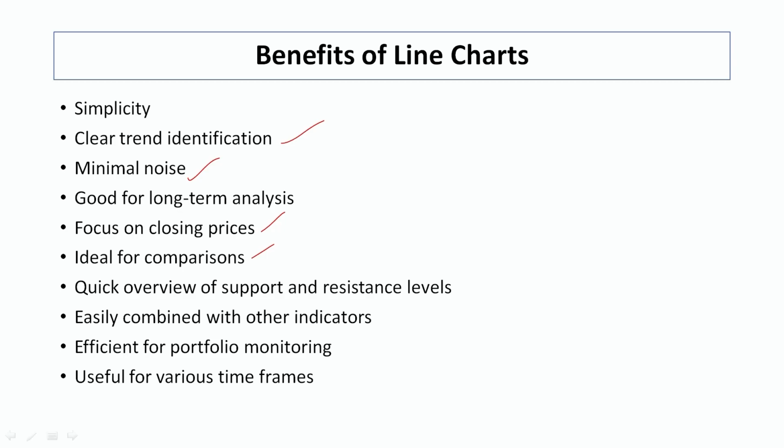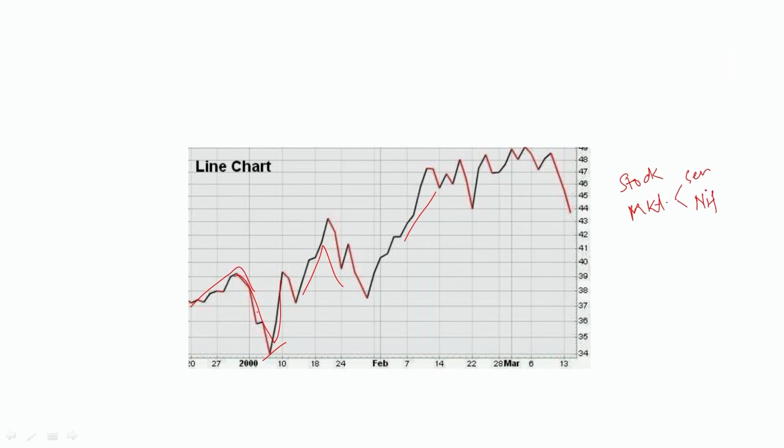We can compare two or three stocks, or compare markets, and check which particular market or stock is good for investment. It gives a quick overview of support and resistance lines. On the basis of this line chart, we can easily say that this is a resistance line, this is a support line, again there is a resistance, there is a support. So we can easily understand this with the help of a line chart.